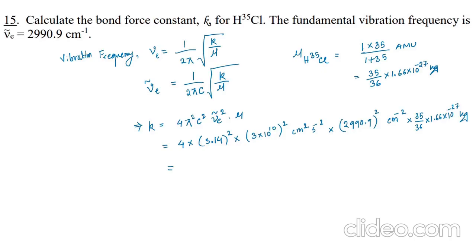4 into 3.14 square of this into 3 into 10 to the power 10, into 2990.9 square of that, into 35 divided by 36 into 1.66 into 10 to the power minus 27. It is giving us 512.44.